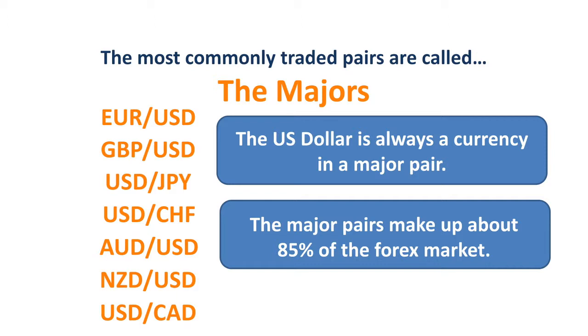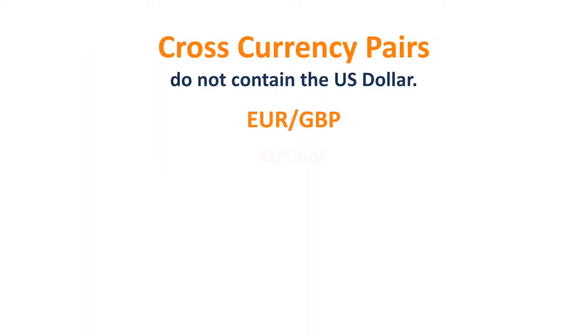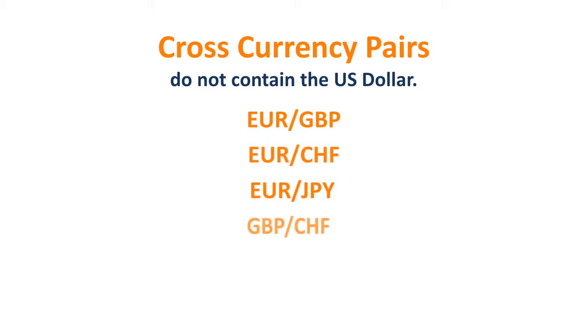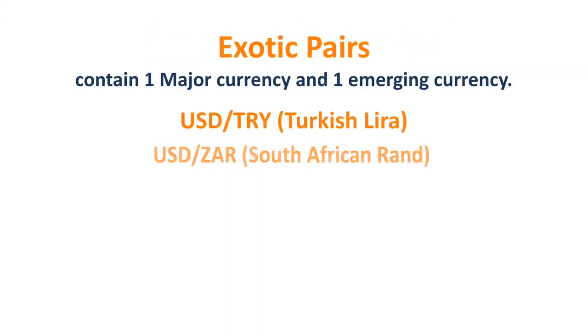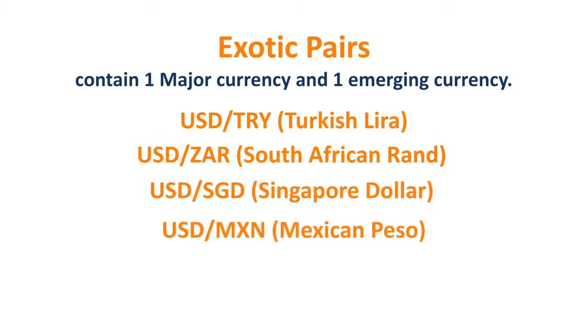But we're going to talk about two other types of commonly traded pairs as well. So cross-currency pairs do not contain the US dollar. So if you see these type of pairs, you notice that they're all in the majors, but they don't have the dollar in it. So this is what we call a cross-currency pair. And lastly, we're going to talk about exotic pairs, where they contain one major currency and one emerging currency. So for example, we've got US dollar and the Turkish lira, or the US dollar and the South African rand. And obviously, if they're emerging currencies, the list could go on.